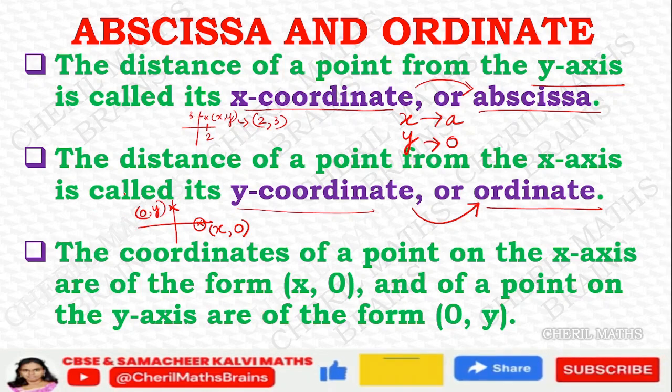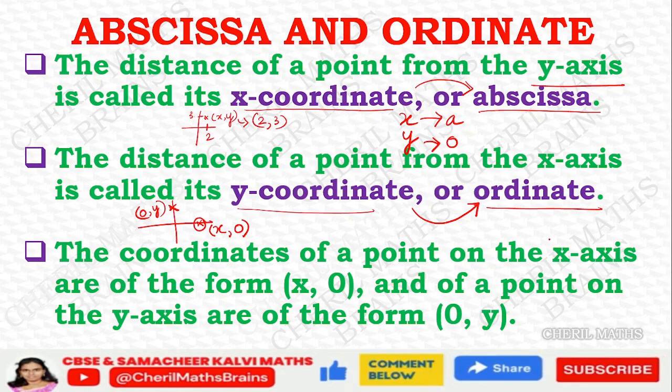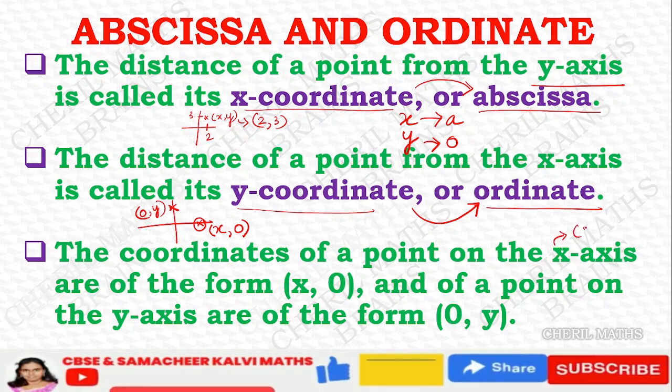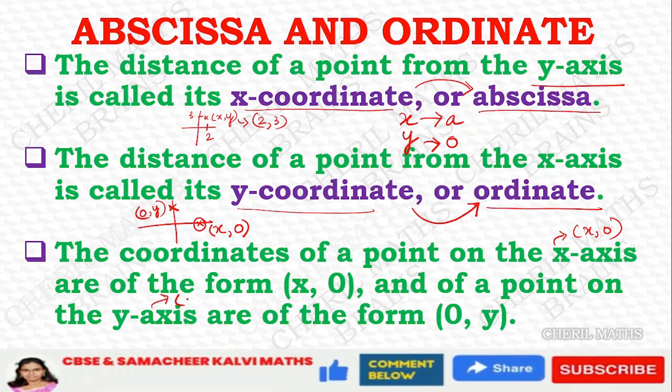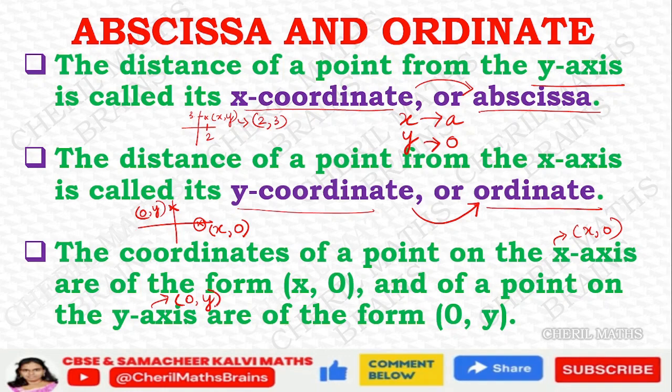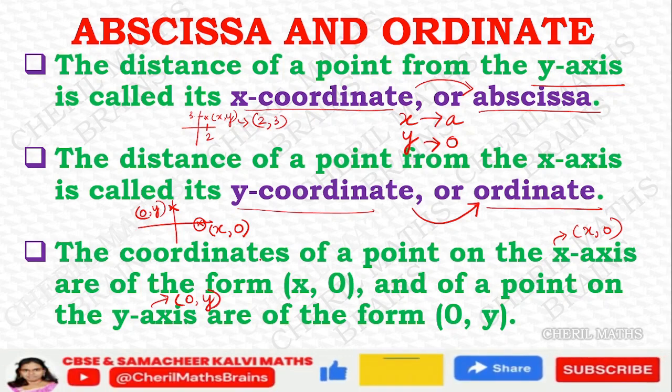So this is how you are going to mark the points. If in a question you are just given that a point is lying on the x axis, you should immediately write x comma 0. And likewise, if you have a point on the y axis, then immediately you should write it as 0 comma y. If you do it this way, you will never forget it, children.